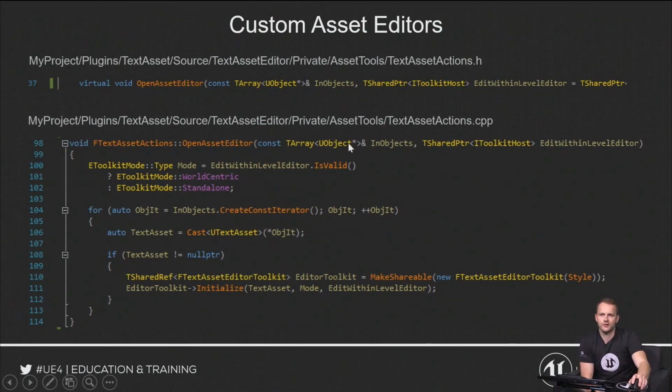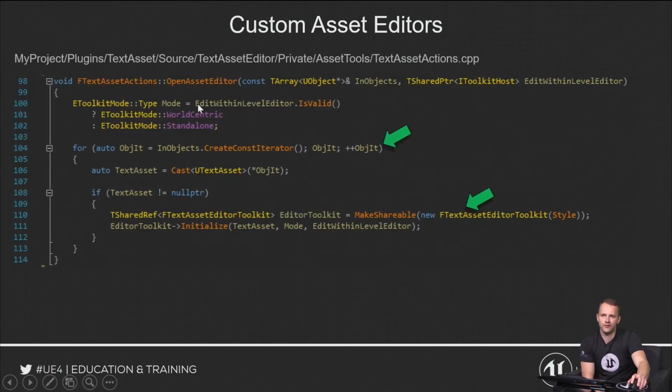So that's why this function actually gets a collection of UObjects. These are all the UObjects that are supposed to be edited. And then the only thing that we do in here is we iterate over this collection of objects, and we try to cast it to a text asset, and if that succeeds, it means that the current object being iterated is a text asset. So we open a text asset editor for that object.